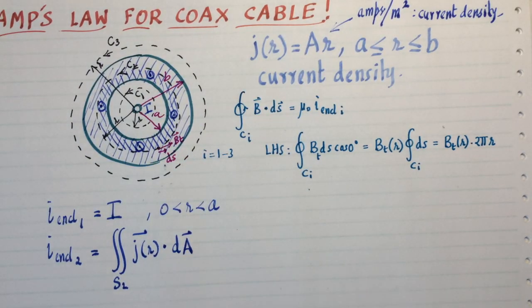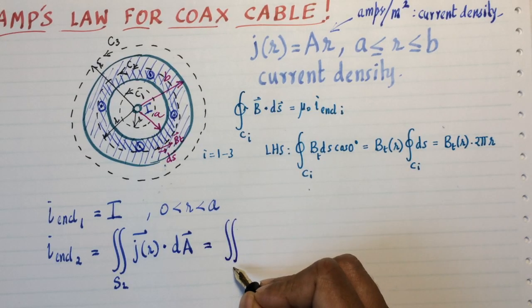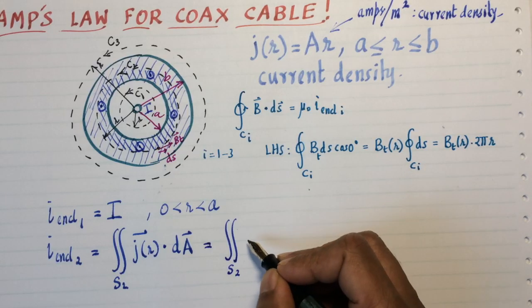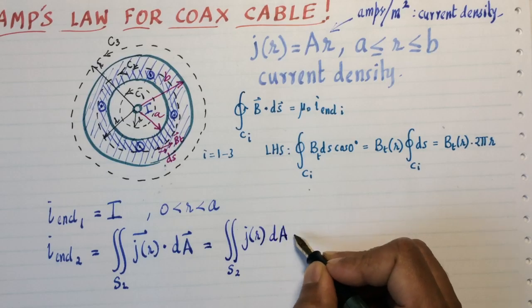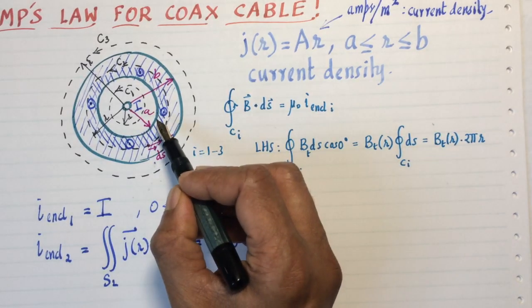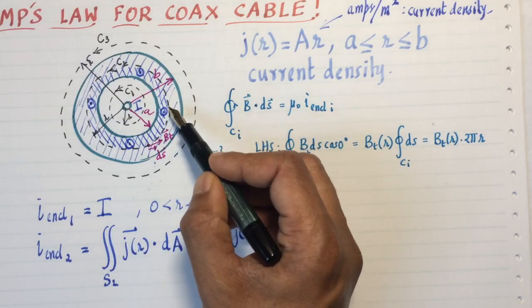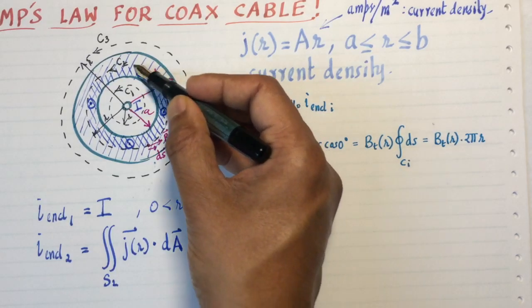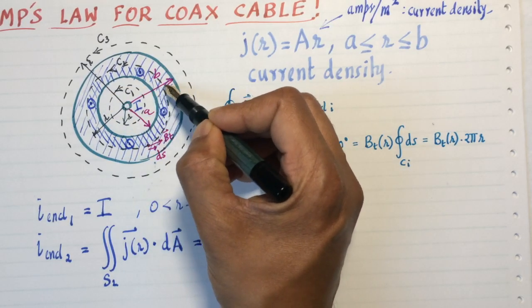Well, looks like everything is in place. J of R is outside the page, thumb is outside the page, so the dot product is just cosine of 0 degrees. So this is just going to be the double integral over the surface S2 of J of R times dA times cosine 0 degrees. Now what is the surface S2? The surface S2 is the one that bounds the curve. So this curve C is this one, okay? But the surface is the one between the radius A and the radius R.